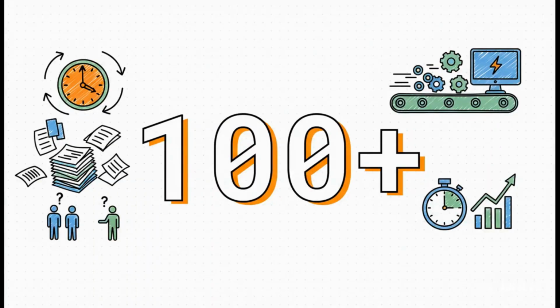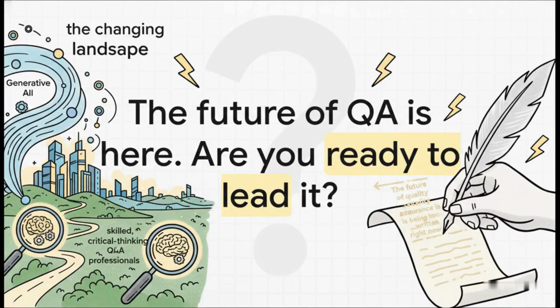And here's the payoff. Imagine your team updates an AI model. Manually retesting with a dataset of 100 past user queries could take you days. With an automated prompt-level testing setup, you can do it in minutes. That is the incredible value and efficiency you bring to the table. So the landscape is changing, no doubt, but the need for skilled, critical thinking QA professionals is greater than it has ever been. The future of quality assurance is being written right now. The only question is, are you ready to pick up the pen?